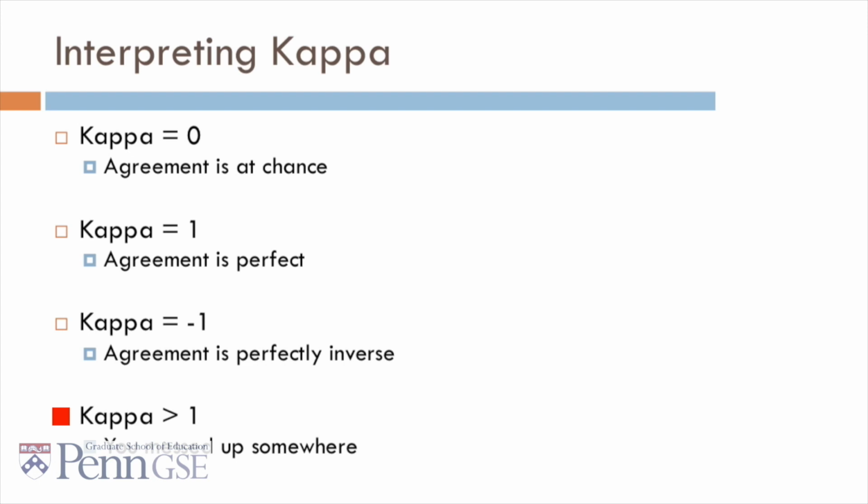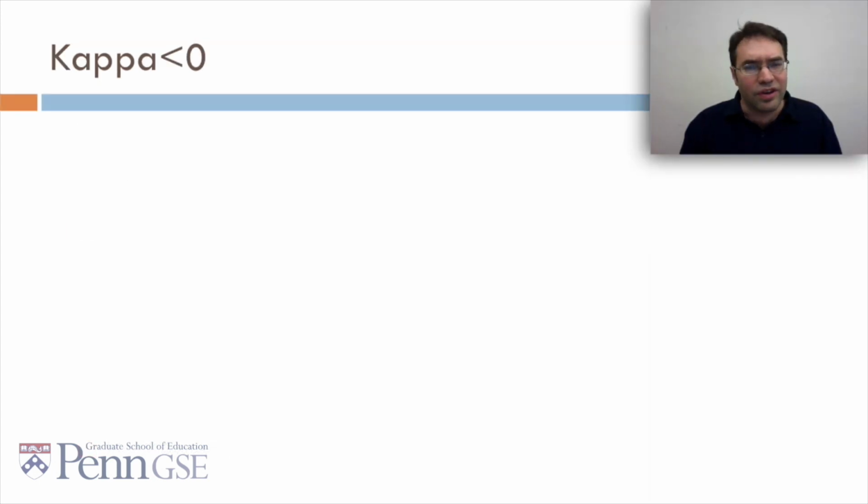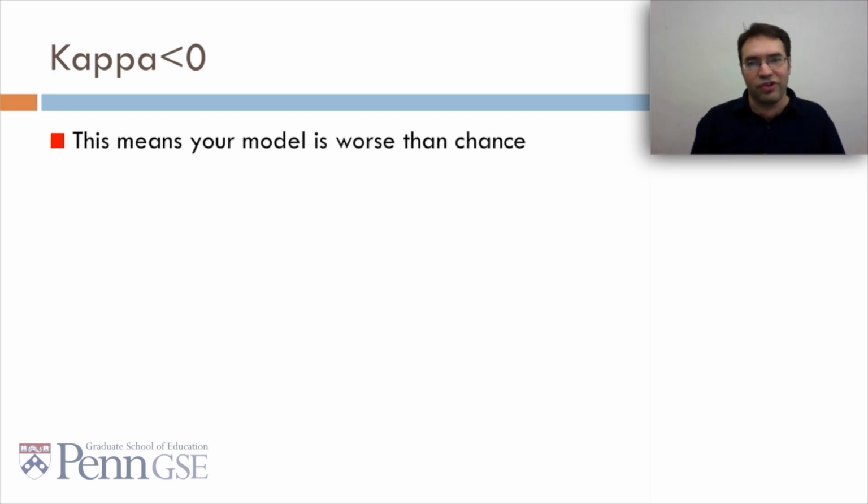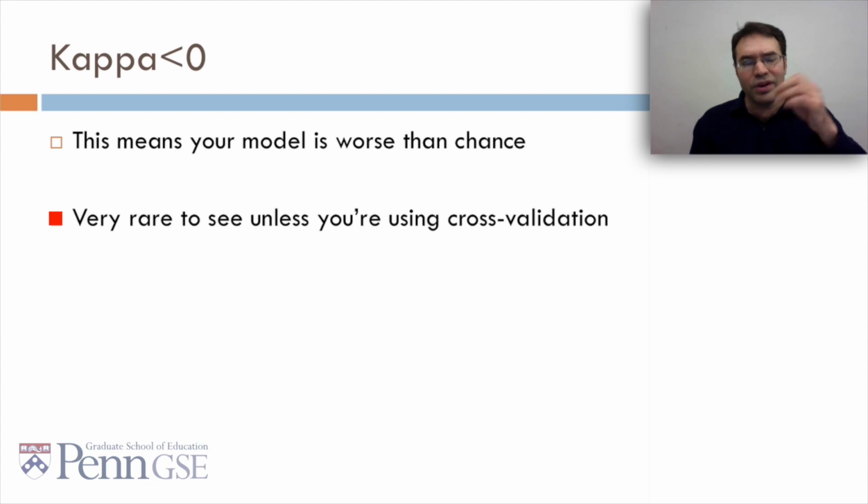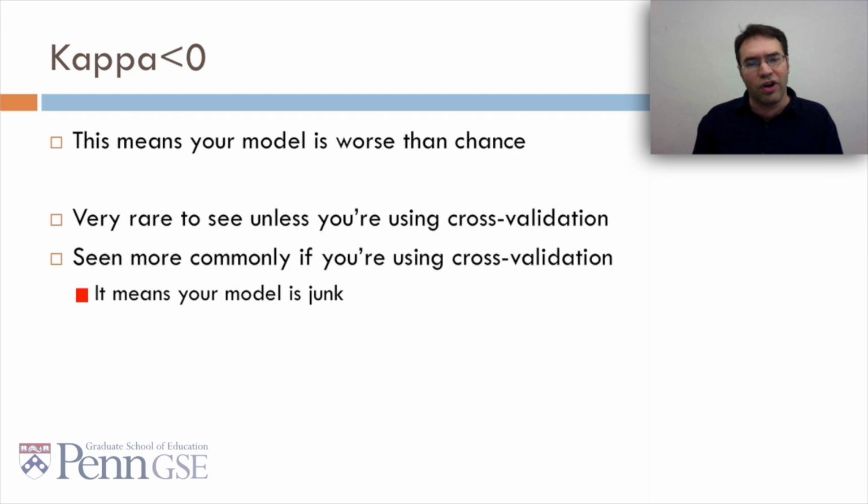And if your kappa is greater than 1, you messed up somewhere. What if kappa is less than 0, but greater than negative infinity? In this case, this means your model is worse than chance. Now, people didn't really see this very often when they used to use kappa for inter-rater reliability back in the day. But you do see it more often if you're using cross-validation, in which case it means your model's junk. And what it really means is that your model goes in the opposite direction in the training set and in your test set, which really is not something you want. I don't see it very often, but I have seen it in my life.